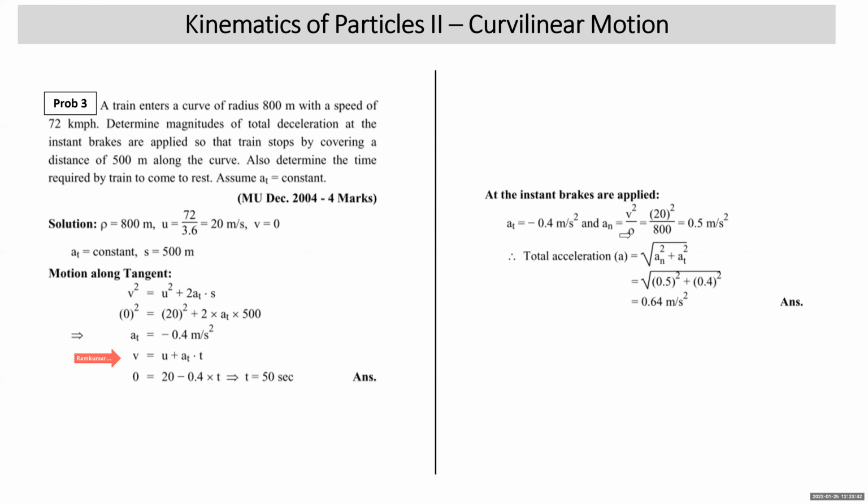So normal acceleration an is v square upon rho, v is 20 square upon rho 800, is equal to 0.5 meter per second square. Then total acceleration is square root of an square plus at square. an is 0.5 and at is 0.4. Substitute them and you get the total acceleration, that is 0.64 meter per second square. This type of problem is many times asked in an examination for 4 marks. Quite simple, straight, not even 5 minutes are needed to solve such things.